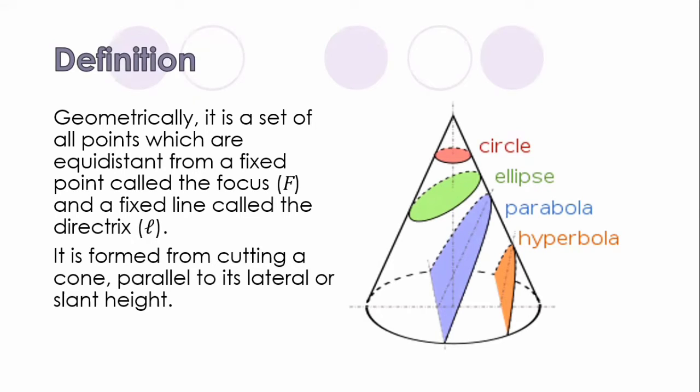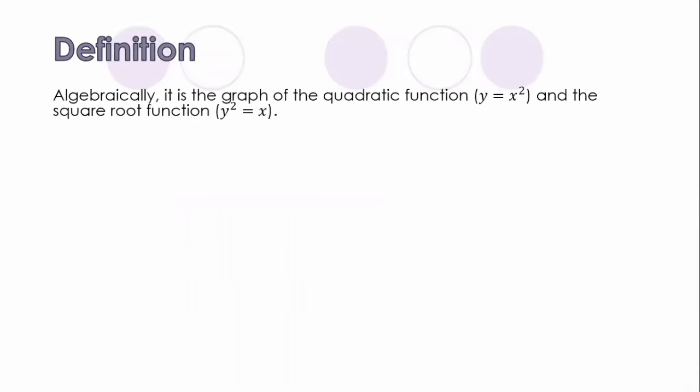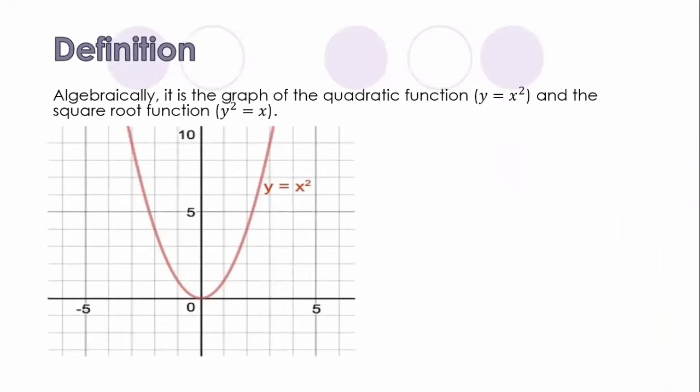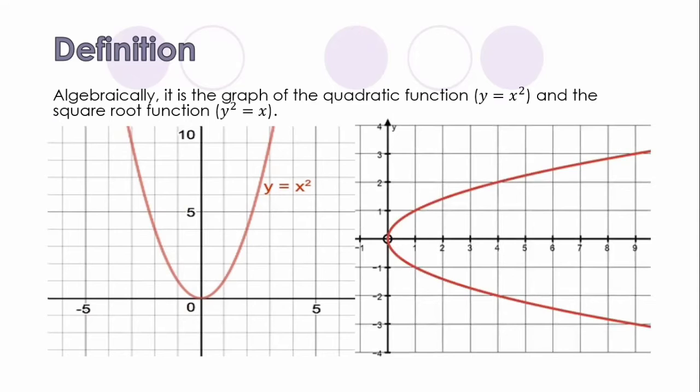As you can see on the right side, we have the circle, the ellipse, the parabola, and the hyperbola. Algebraically, it is the graph of the quadratic function y = x squared and the square root function y squared = x. We are going to proceed to the parts of a parabola.